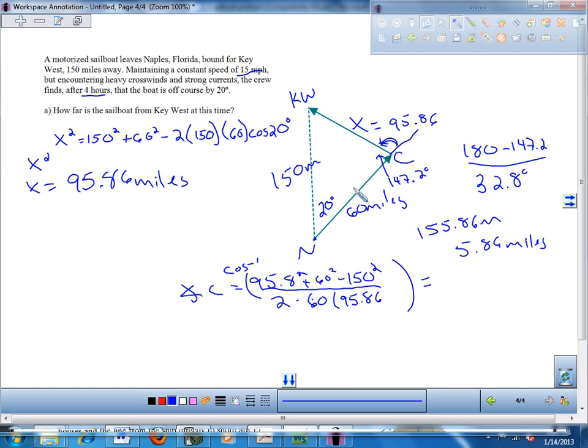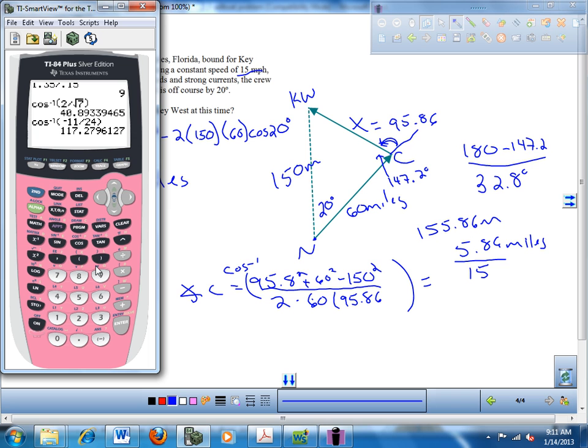And then they say, how long will it take? How much time did he mess up? Well, it goes 5.86 miles at 15 miles an hour. So you would divide 5.86 by 15, and you get 0.39 hours, which times 60 is 23.44 minutes. Okay? That's my thing.